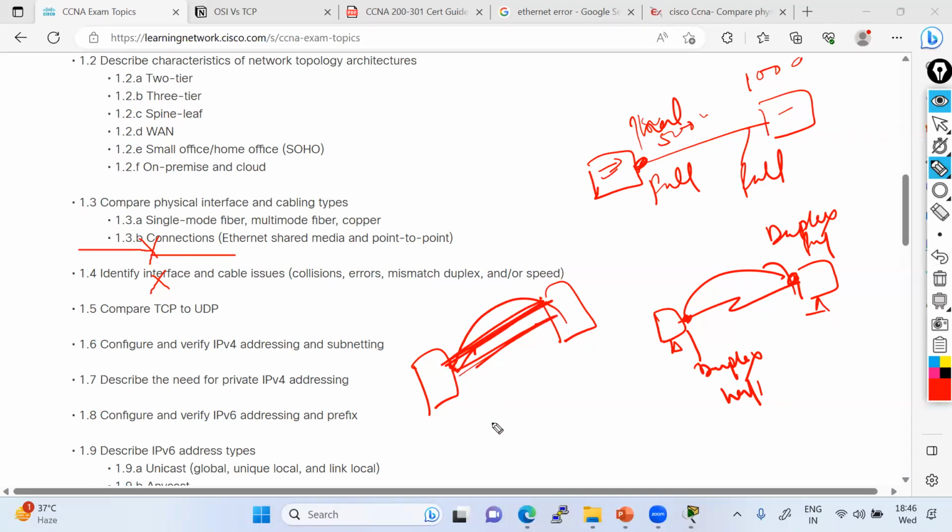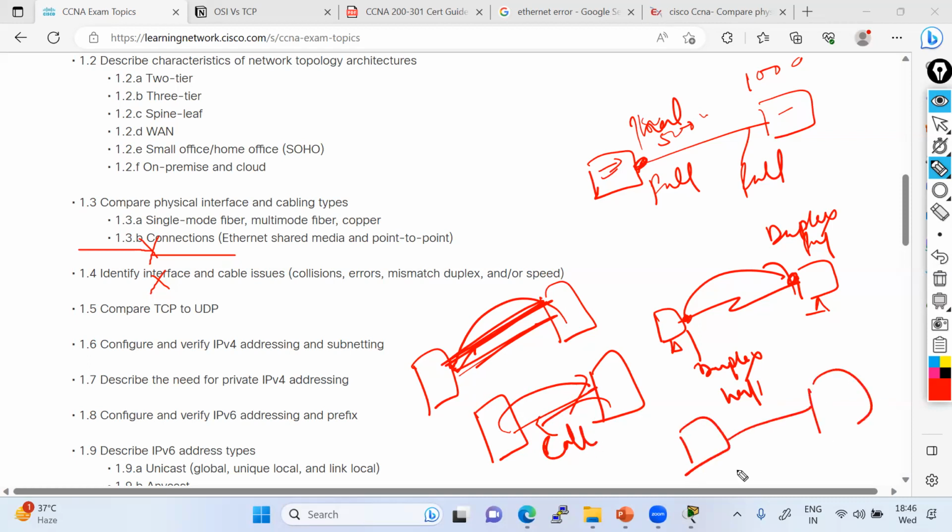So in the real world, let's suppose I am running half duplex. If one is sending the data, the other will simply receive. He will not send the data. But if he sends the data too, then a collision is going to happen. So that's why full duplex is always a good practice, where collision is not going to happen and both can talk, right?